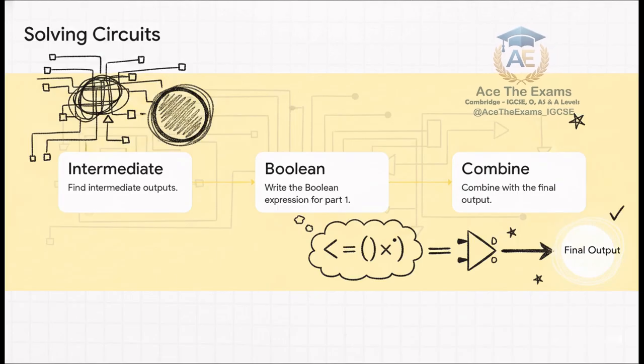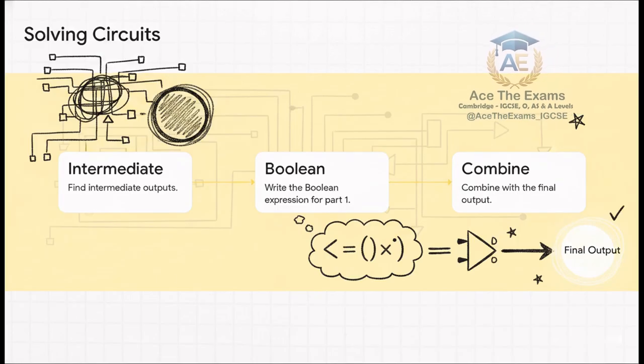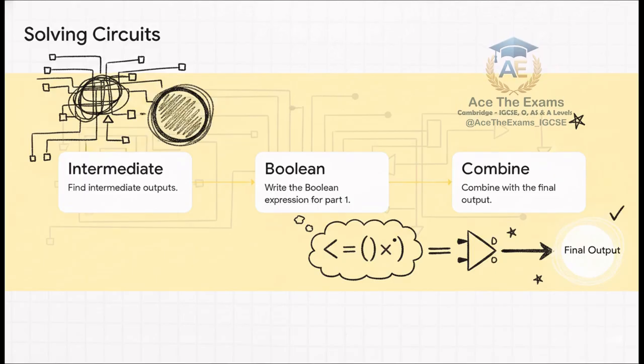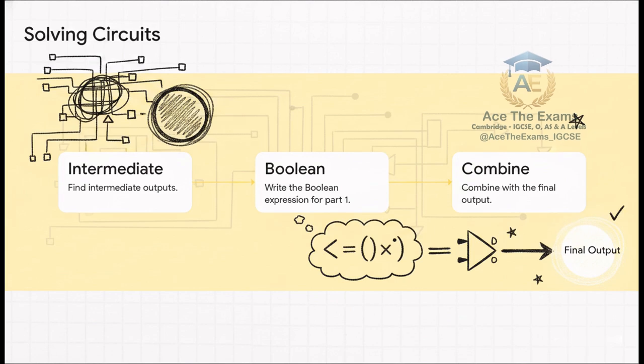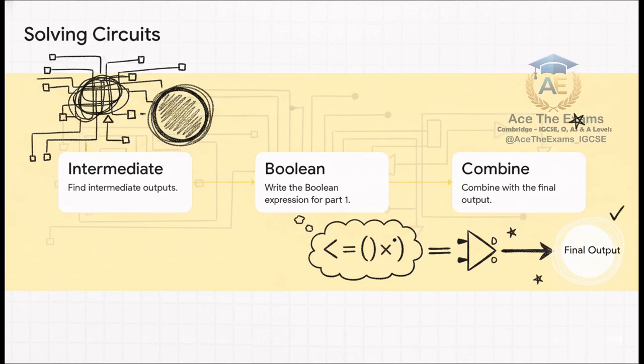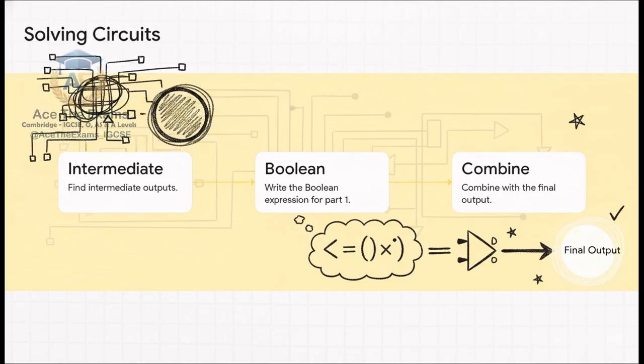First, you never look at the whole thing at once. You locate the intermediate outputs. These are the checkpoints where the first set of gates finish their specific jobs. Second, write down the Boolean expression or the truth table values for just that first isolated part. Ignore the rest of the circuit entirely. Finally, once you have that intermediate result securely figured out, you take it and trace it into the next gate to find your final output. Let me show you exactly how this looks in practice.